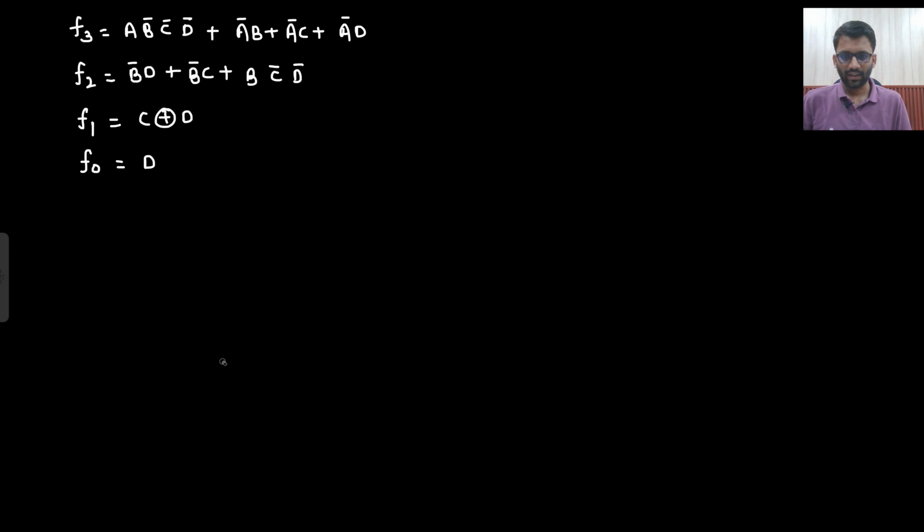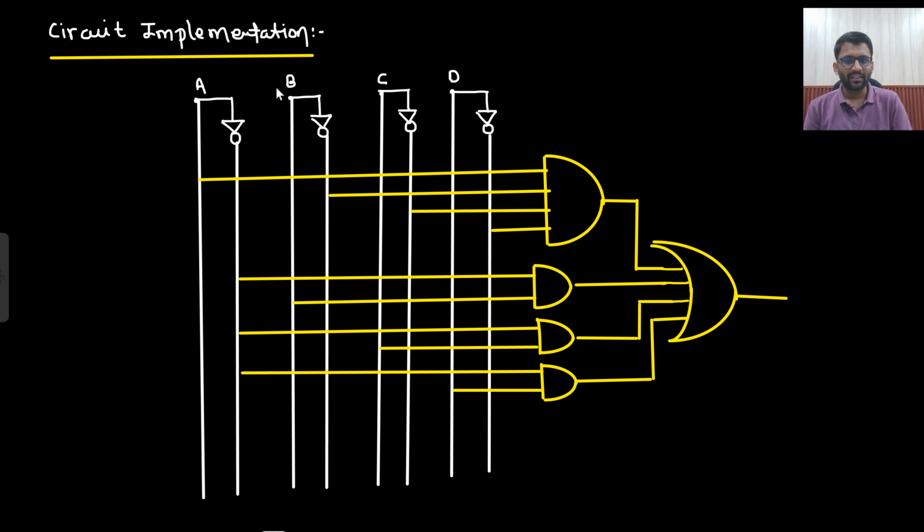Here I have written F3, but it would be Y3, Y2, Y1 and Y0. Okay, so these are the expressions I have got. So how will I implement it? Now this circuit will look very complex, so it is better to represent it in this manner.